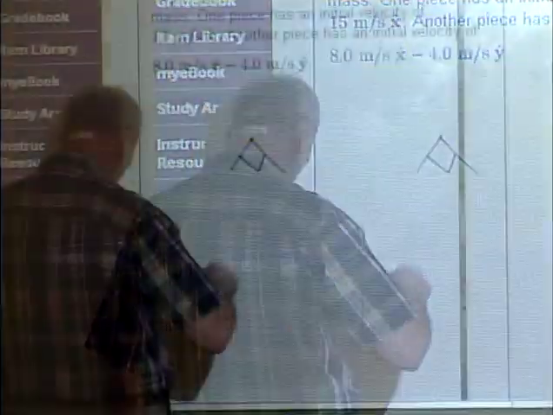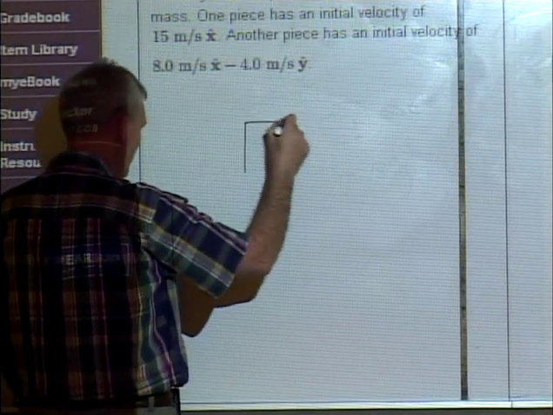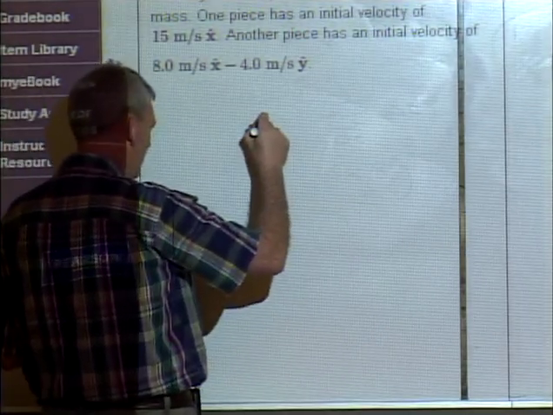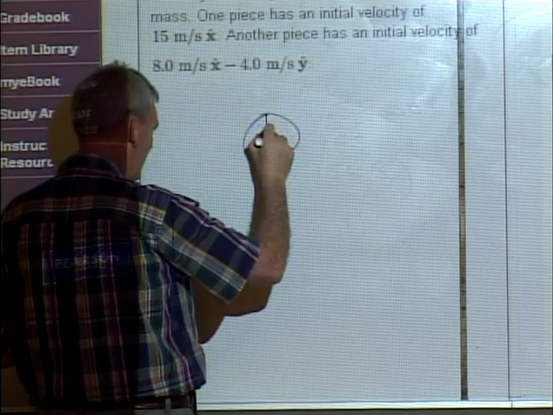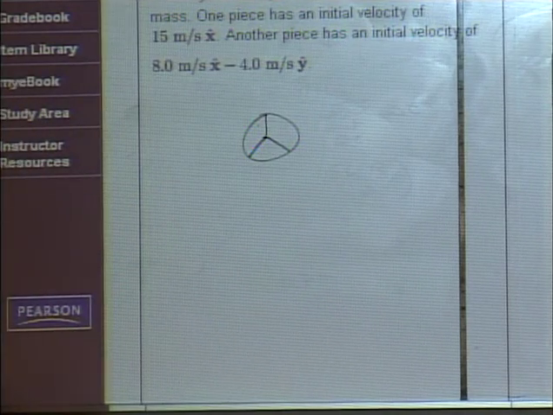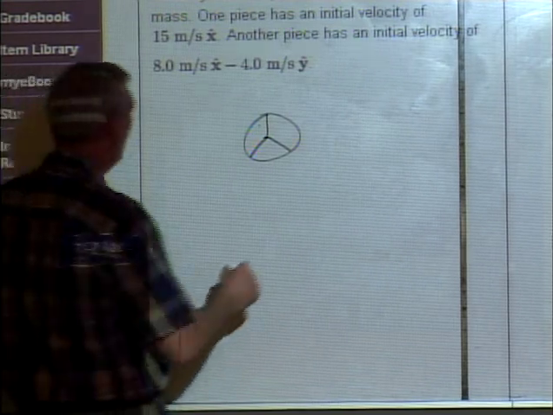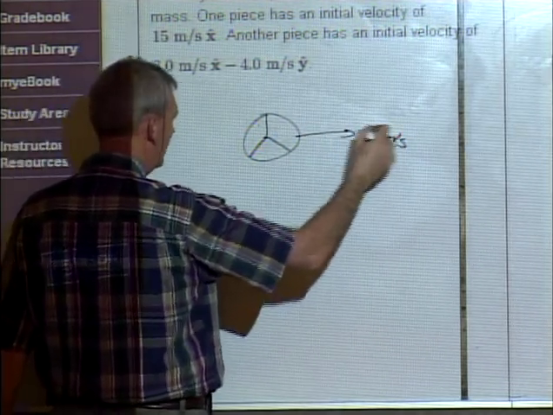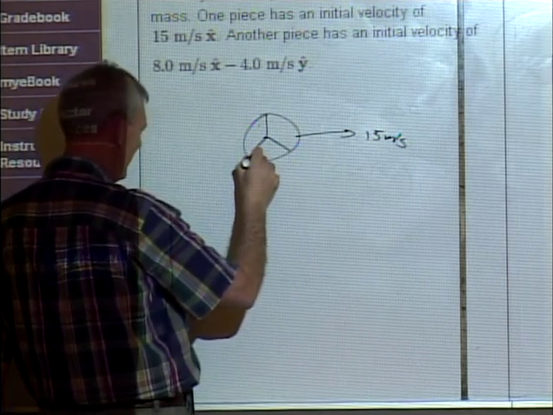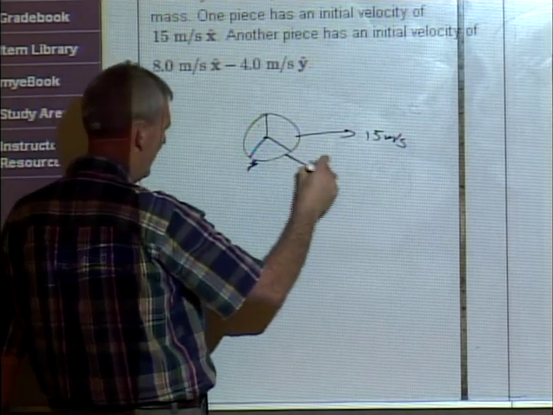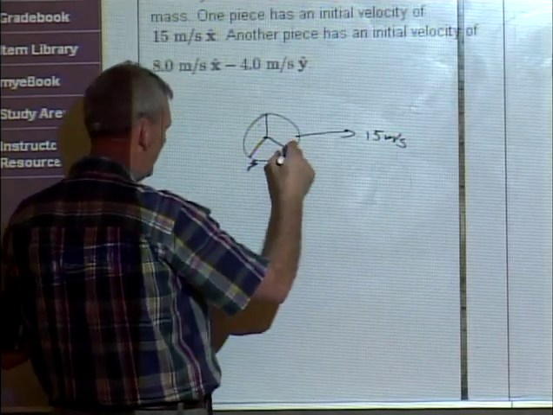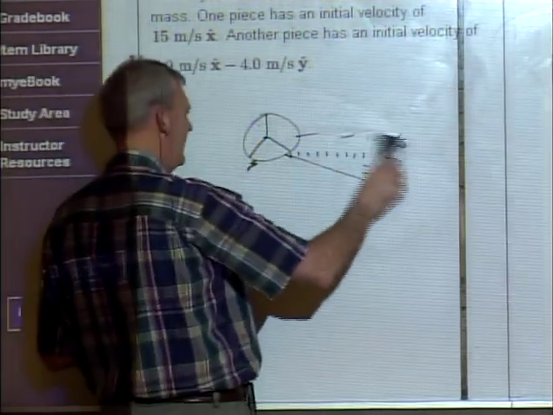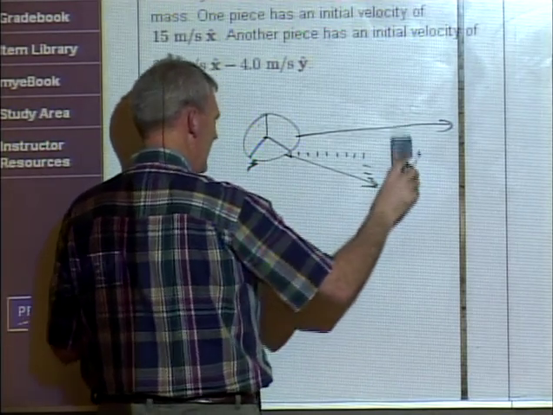Okay, so here we go. We've got this cherry bomb like this. Pretend those are equal pieces, all right? Boom. One of them goes flying off this way at 15 meters per second. One of them goes flying this way. This guy goes flying this way at 8, negative 4. So it'd be 1, 2, 3, 4, 5, 6, 7, 8, and 1, 2, 3, 4. Like that. And this 15 would have to be much bigger. Like that.